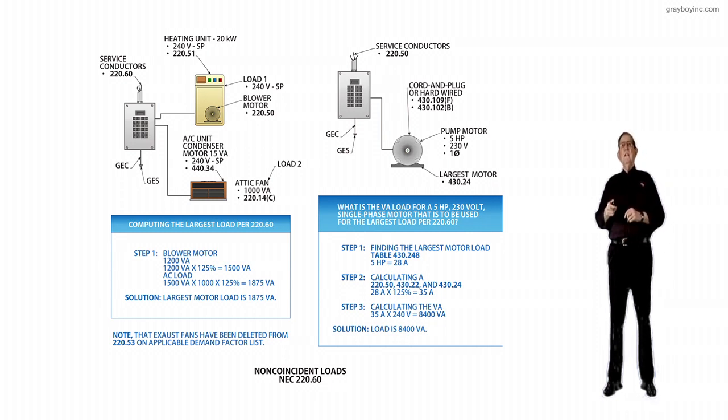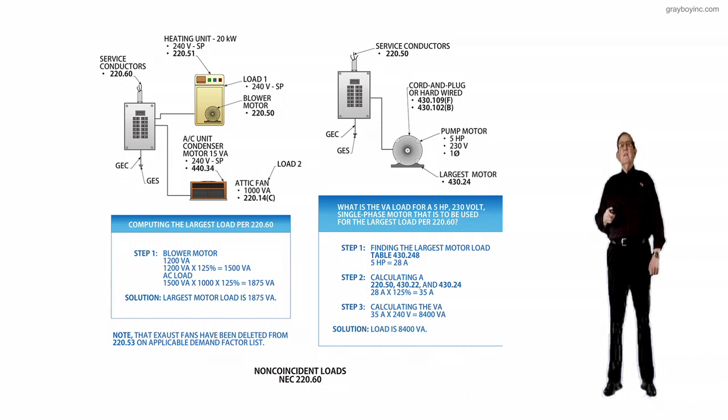Now notice you have a heating unit there that's 20 kW, 240 volt single phase, and 220.51 said basically, at the service, you could figure 100% of that, but we're looking at non-coincidental loads here. So you drop down and also look at your AC unit, condenser motor, 15 kVA, 240 volt single phase, and 440.34 is a rule we would look at.